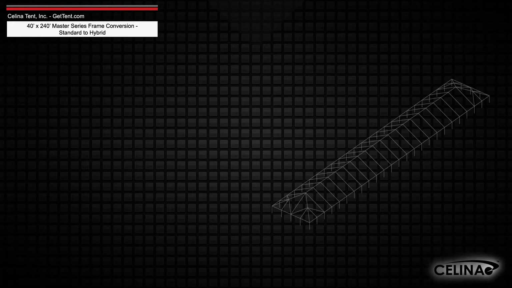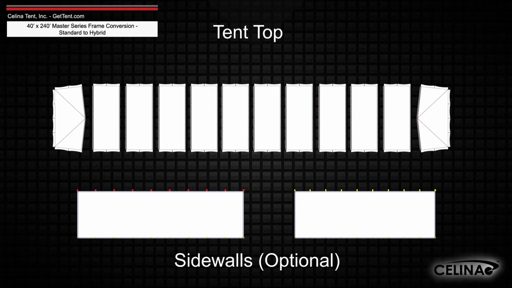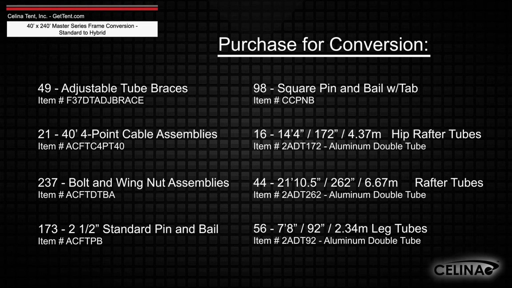Frame fabric will still include 1 tent top and optional sidewalls. Purchasing these components will allow you to fully convert your existing frame to a hybrid West Coast style frame.